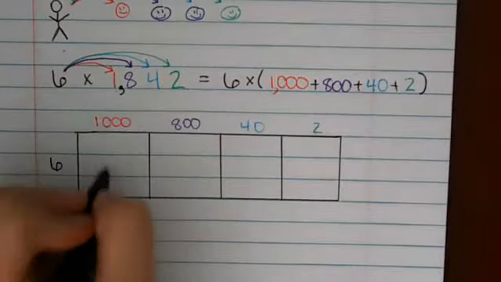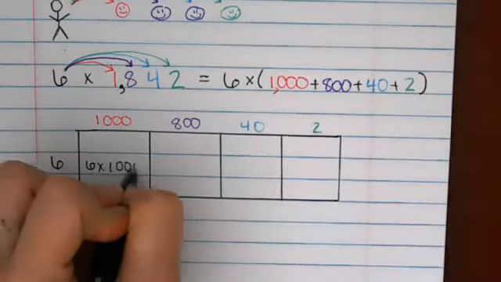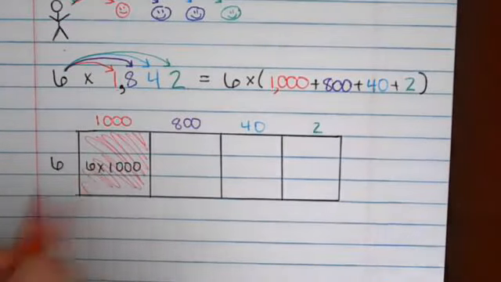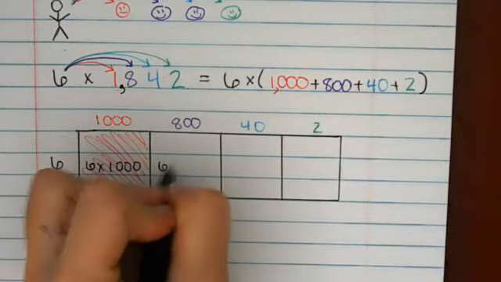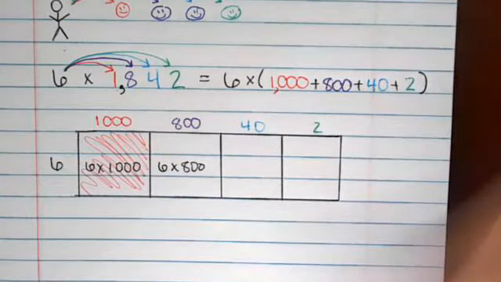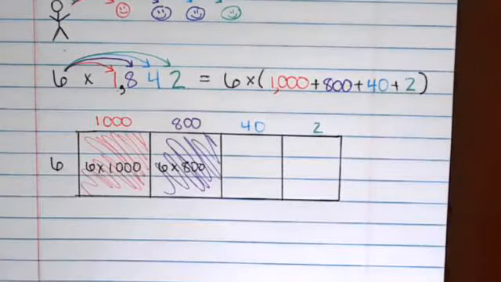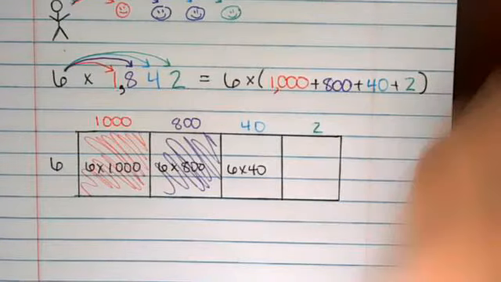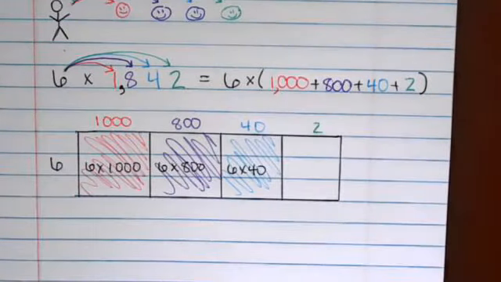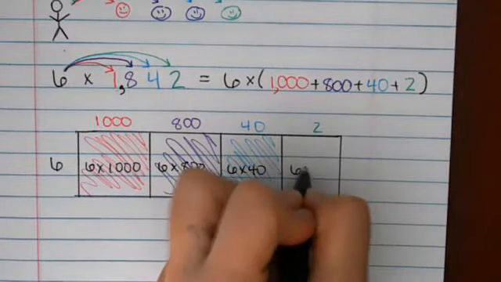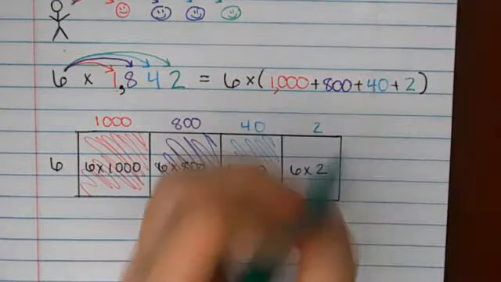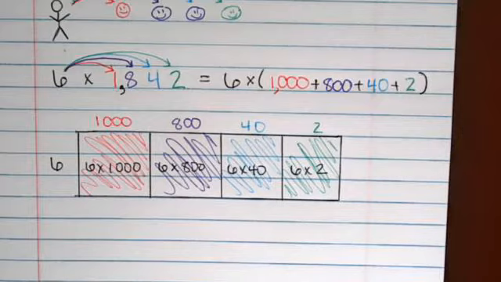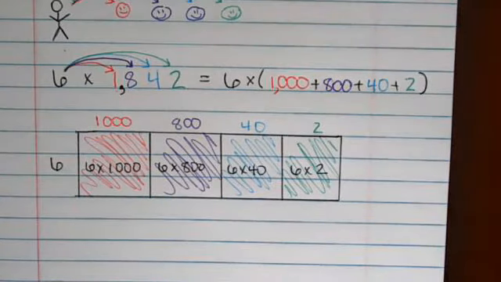In this place, it's going to be 6 times 1,000. And I'm going to shade that red because I'm using that red for that number. In this place, it's going to be 6 times 800. I'm going to shade that purple because I'm using purple for that space. This is going to be 6 times 40. Shade that blue. And then this is going to be 6 times 2. And I'll shade that green. So now I'm going to do all 4 of these multiplication problems to help me find my answer.